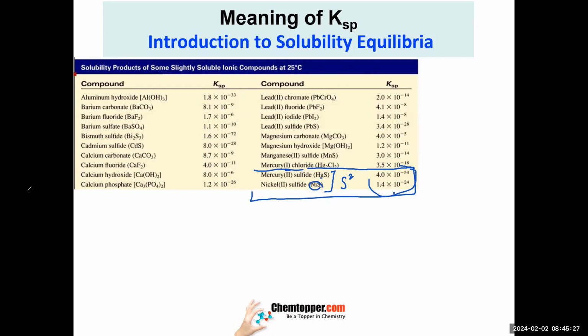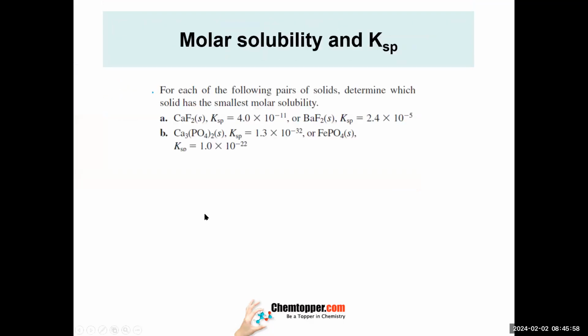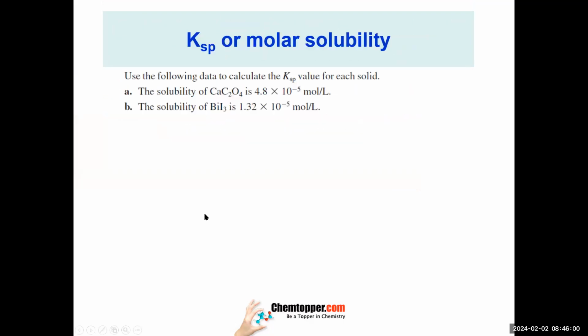But if there is a question in which I say compare the solubility of these two, then it's a tough question. You have to calculate, because this is S squared and this is 4S cubed. Then do not compare their Ksp values. Calculate S and then decide. Is it okay?